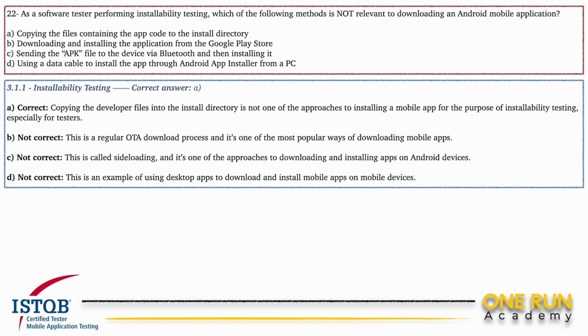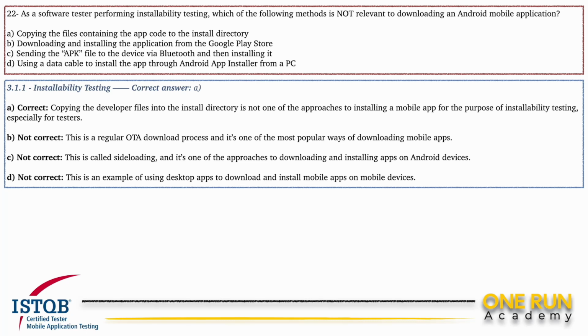Next, option C, transfer the APK file via Bluetooth and then install it. This is called sideloading. Sideloading is one of the established methods for installing Android applications. By sending the APK file via Bluetooth, data cables, or any other method, and then installing it, we can test the app's installability in scenarios where users obtain the app from sources other than the Google Play Store.